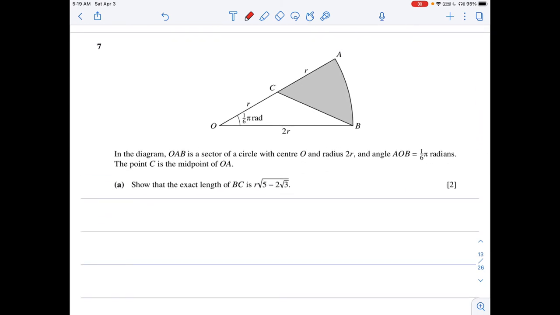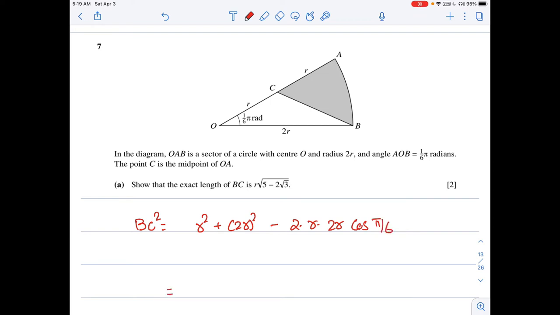Coming to question number 7. In the diagram, OAB is a sector. Show that the length of BC is... So I have to find the length of BC. Use the cosine rule. BC square is equal to r square plus (2r) whole square minus 2 times r times 2r times cos pi upon 6. So I have used the cosine rule.